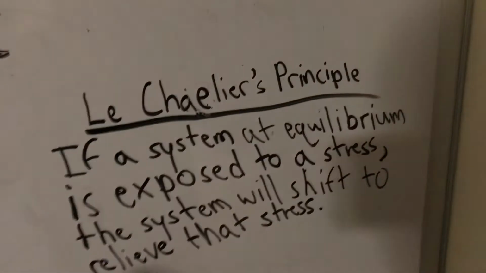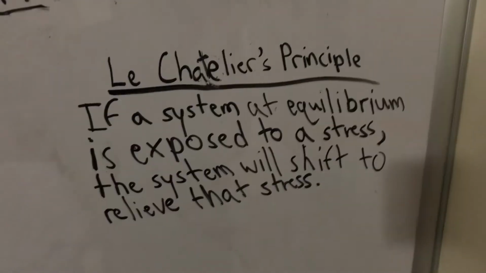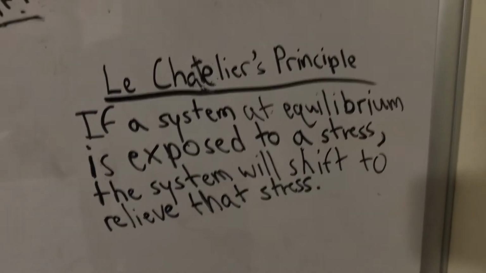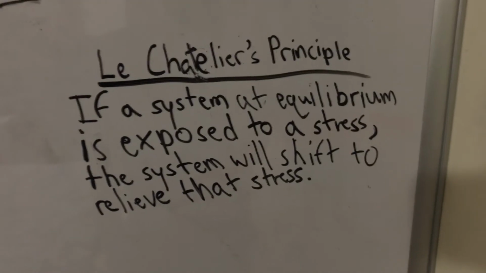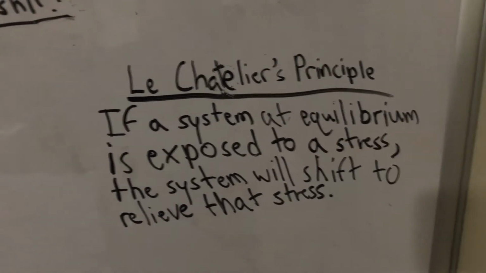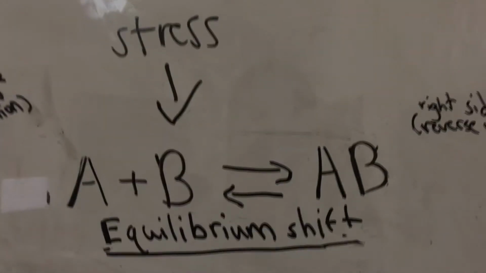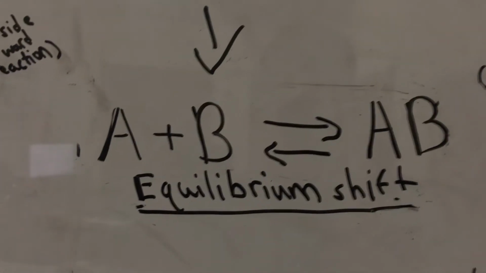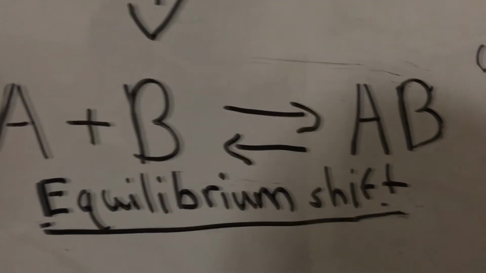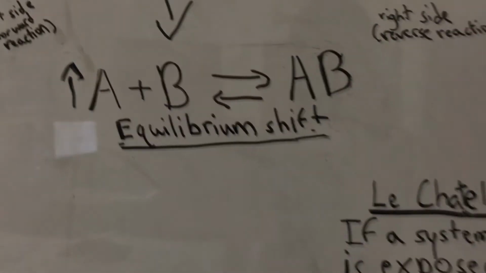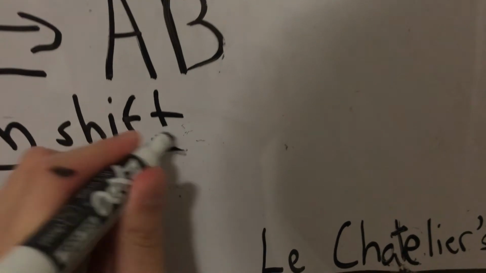According to Le Chatelier's principle, if a system at equilibrium is exposed to a stress, the system will shift to relieve that stress. So let's say that the stress I applied to this reversible reaction made the rate of the left side of the reaction greater than the rate of the right side of the reaction. This will cause the equilibrium to shift towards the right.